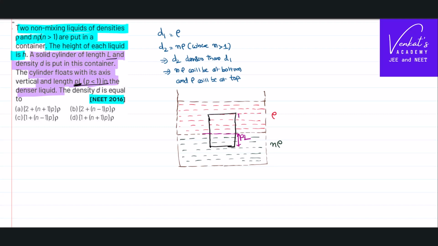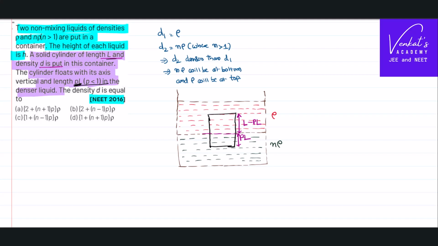Automatically, what will be the other part? As the total length of the cylinder is L, and PL is in the denser liquid, L minus PL is in the lighter liquid at the top. That's what he's saying. Then what is the density D of that cylinder? That's his question.